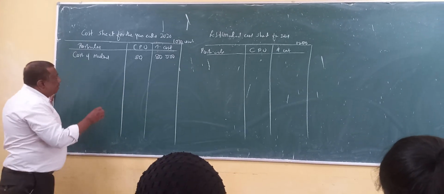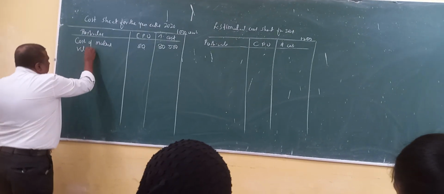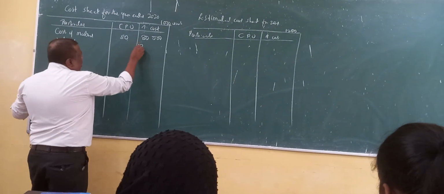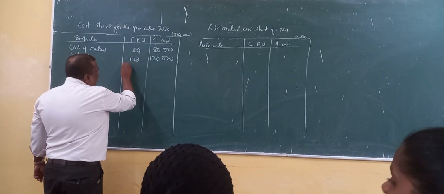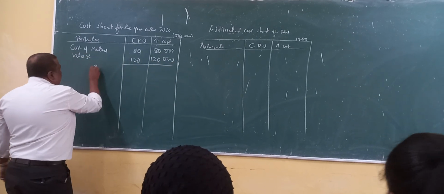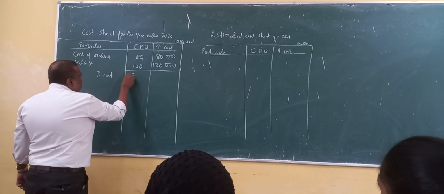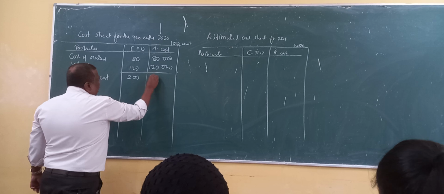Next one, wages paid 1,20,000. Again I should divide. I get 120. Yes, sir. So this is my 2 lakh. Is it right?